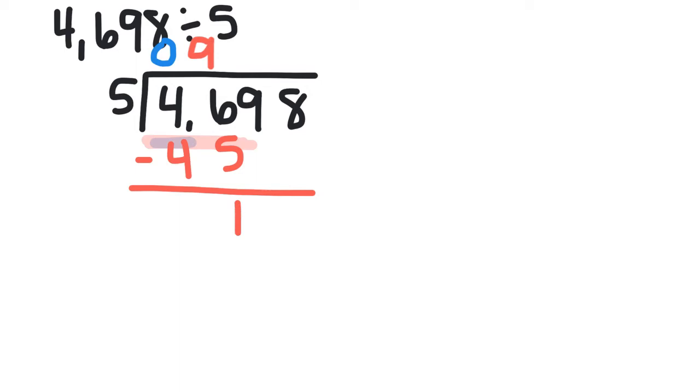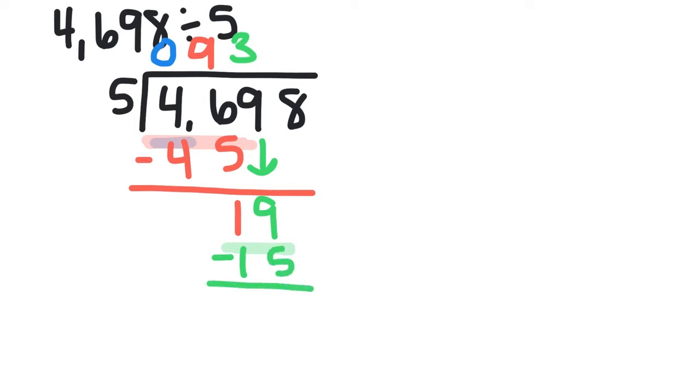So now in long division, I'm going to bring my 9 down, and now I have 19. How many 5s can fit into 19? 3 5s can fit into 19. 3 5s is equal to 15.